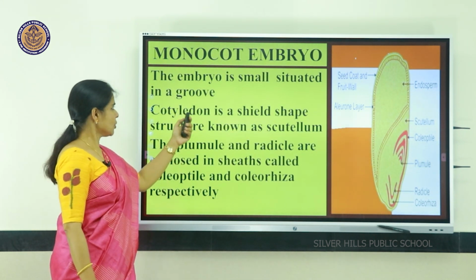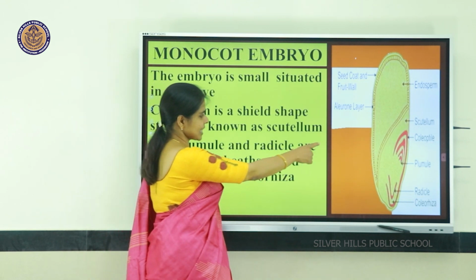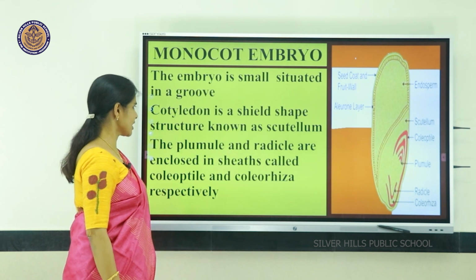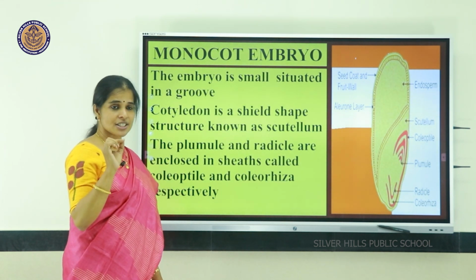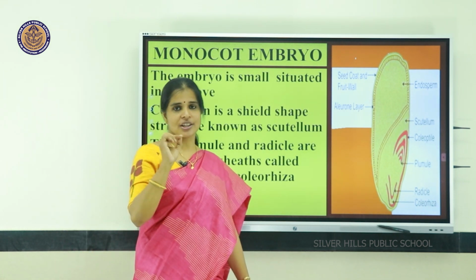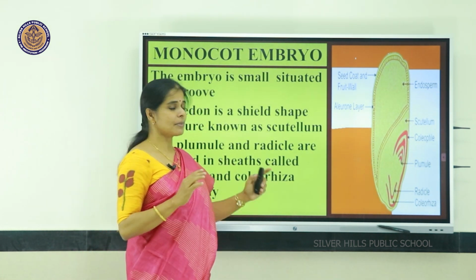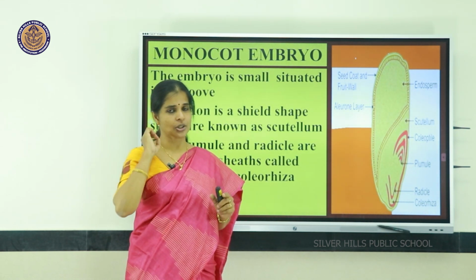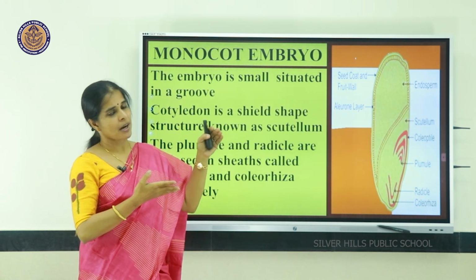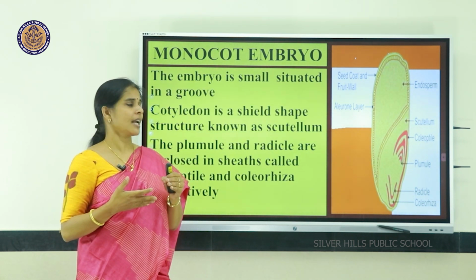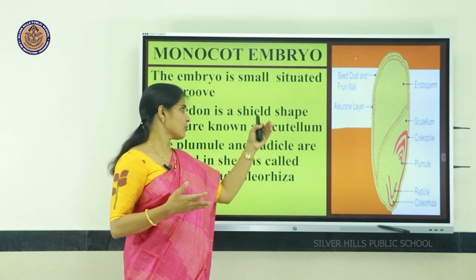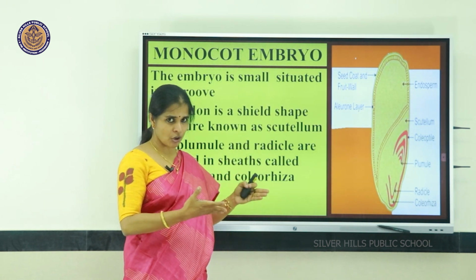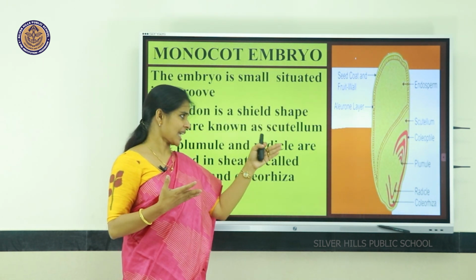So, in the monocot, the embryo is situated in a small groove. This groove structure is protected by a cotyledonous sheath. The cotyledon is of shield shape, and this structure we call the scutellum. Scutellum is a shield shape. Inside, a lot of grooves are present, that is the growing embryo region. Its nourishment part is endosperm, which is separated by a proteinaceous layer which we call the aleurone layer. So, the aleurone layer separates the embryonic region from the nourishment region, that is the endosperm.